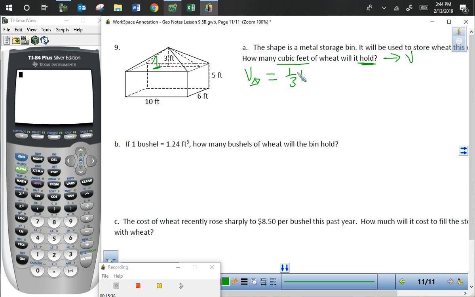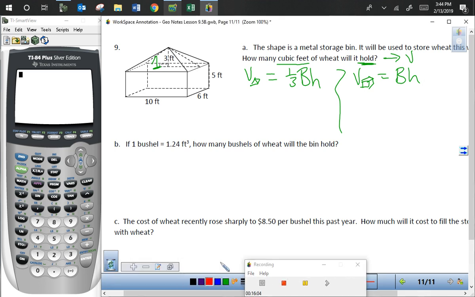So one-third area of the base times the height. Okay, my second one that I'm going to be dealing with is a rectangular prism or a box, and that's just the area of the base times the height. You'll notice that the same kind of letters are showing up in both of these, and we have to talk about whether they're the same values or different values.